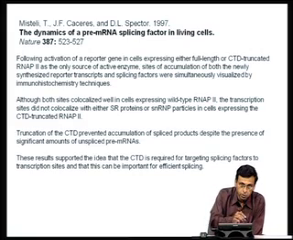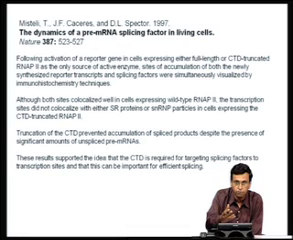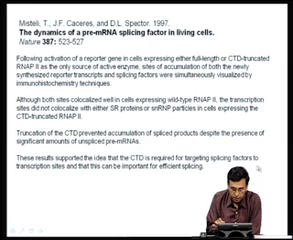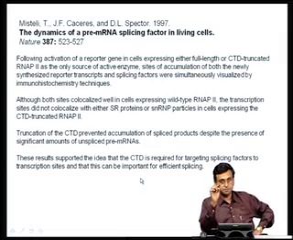So, these kinds of experiments, where you try to co-localize both the transcripts coming out of the particular gene as well as the splicing factors, clearly supported that the C-terminal domain is actually required for targeting splicing factors to transcription sites, and this can be very important for efficient splicing.